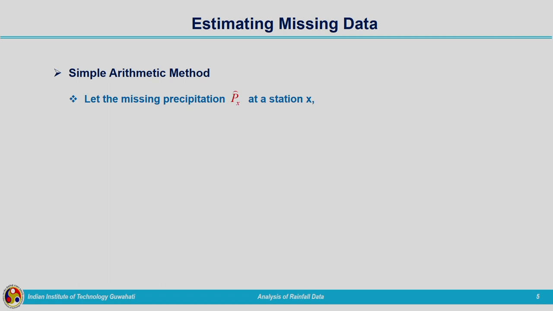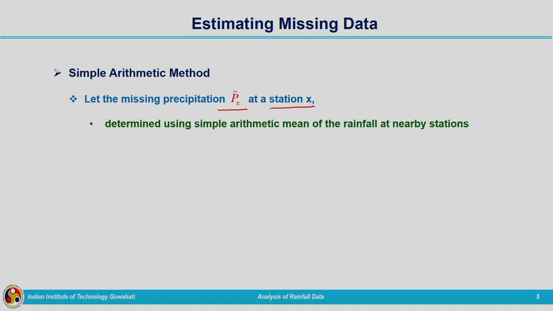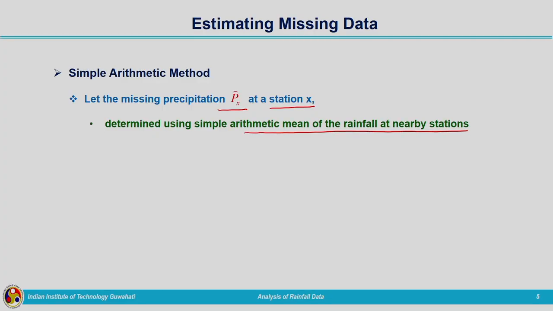In this, we will be assuming the missing precipitation to be Px at station X, the station where the data points are missing. It is determined using the simple arithmetic mean of the rainfall at nearby stations. We will collect the data from the nearby stations, take the simple arithmetic average, and that will be considered as the missing data at this particular station X. That can be done by using this formula.